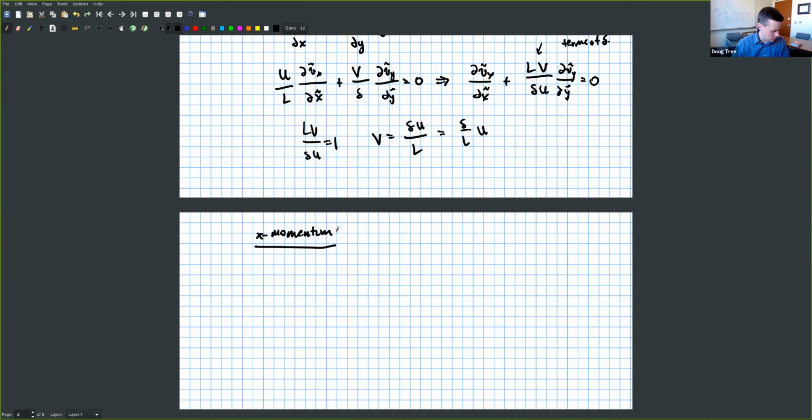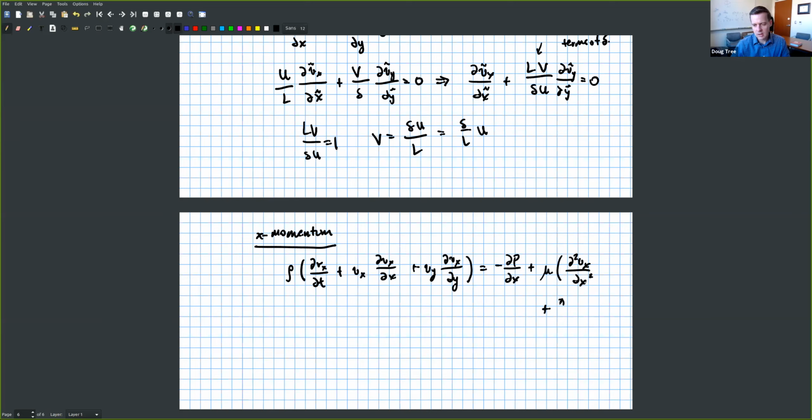Okay, so the X momentum equation, if you remember, is as follows. We have rho times dvx dt plus vx dvx dx plus vy dvx dy is equal to minus dp dx plus mu multiplied by the second derivative of vx with respect to x and the second derivative of vx with respect to y, close parentheses. Okay, so that's the X momentum equation from the Navier-Stokes equation.